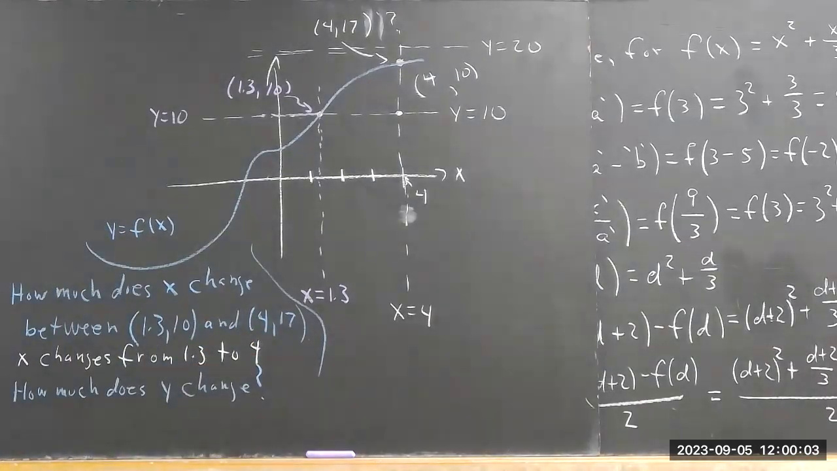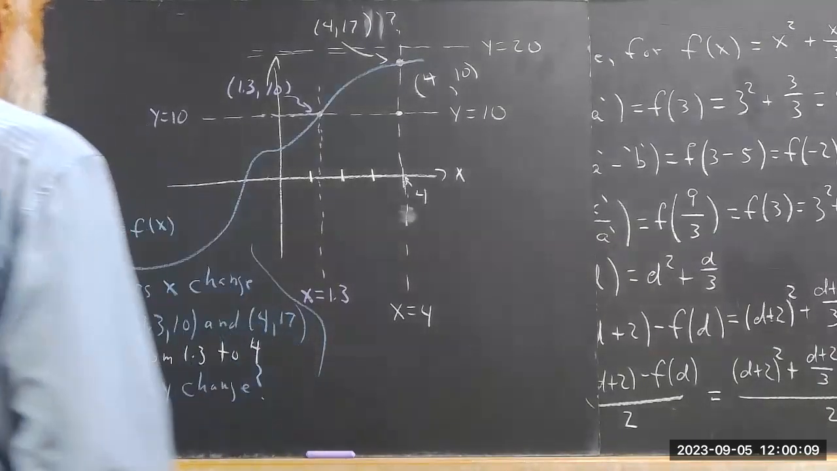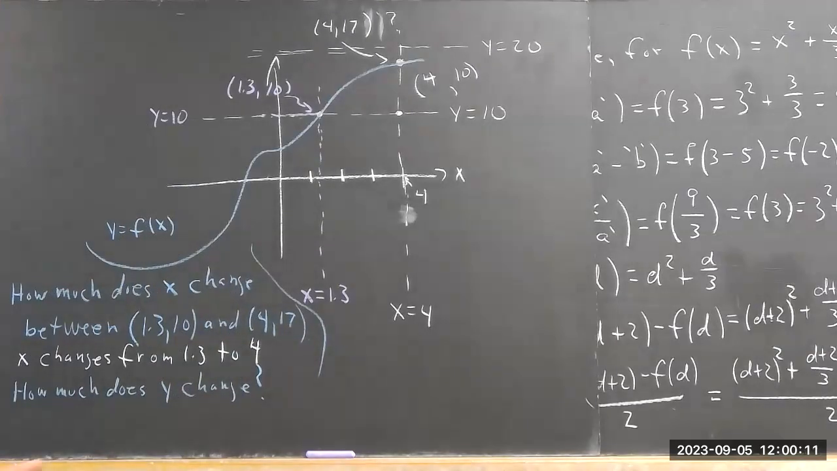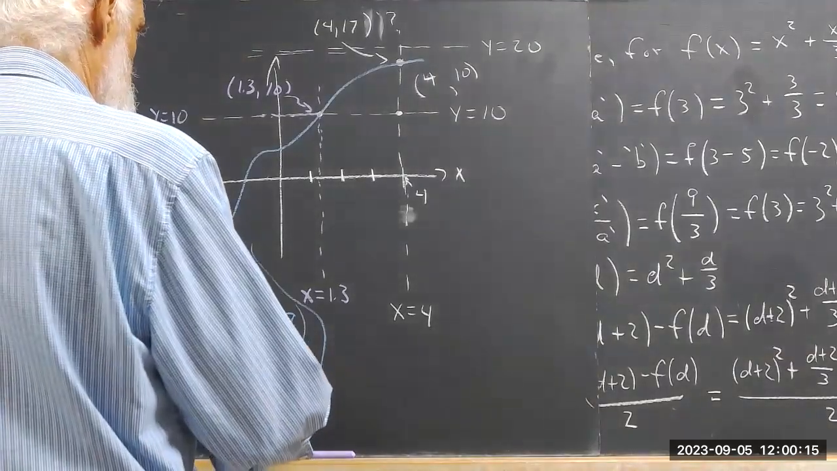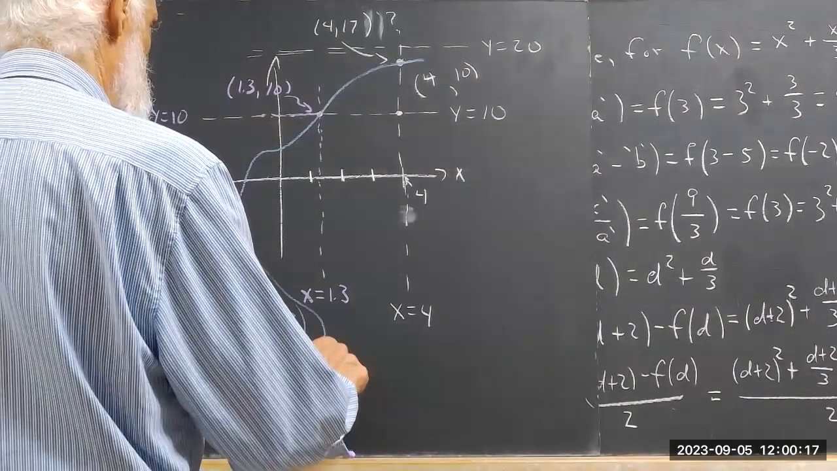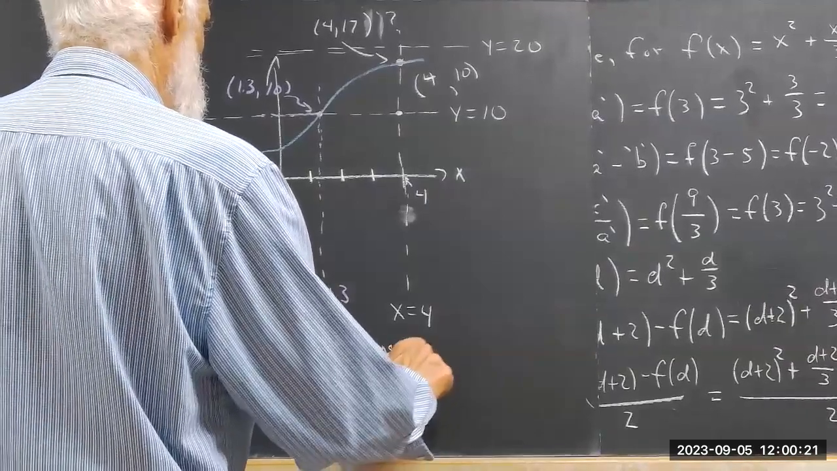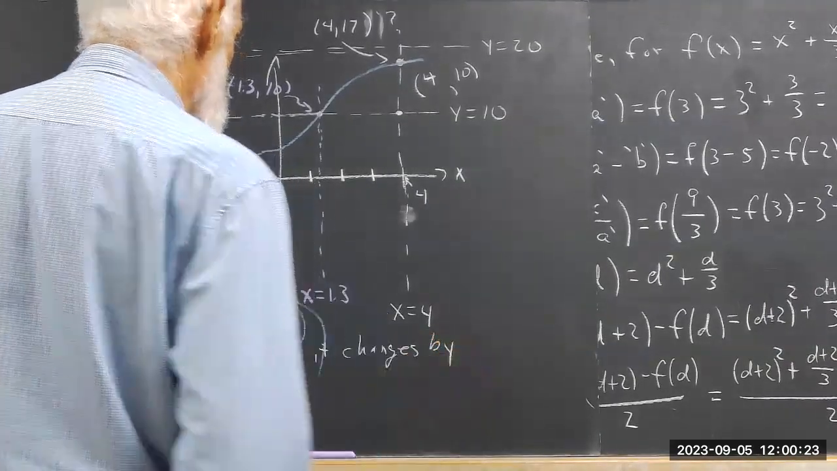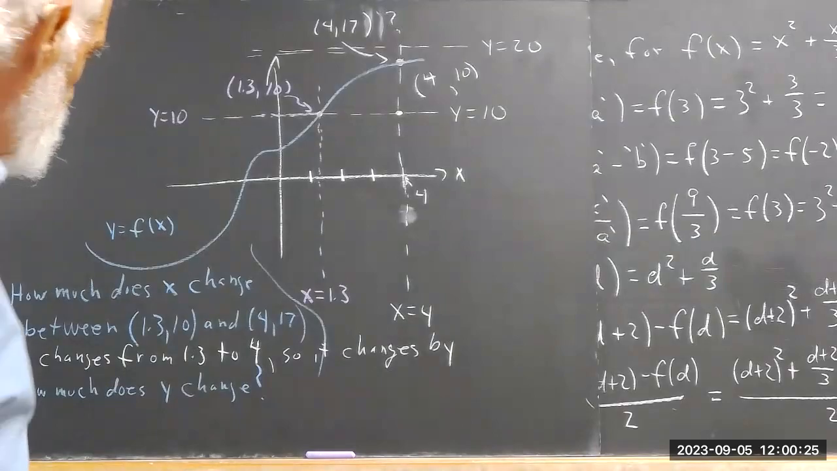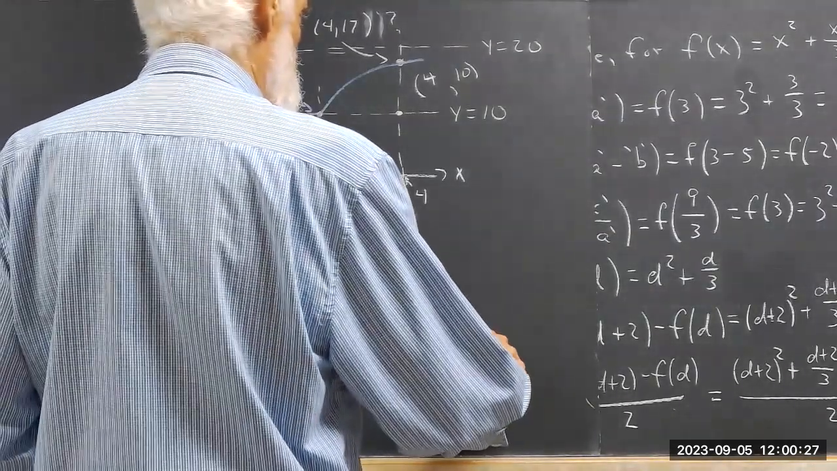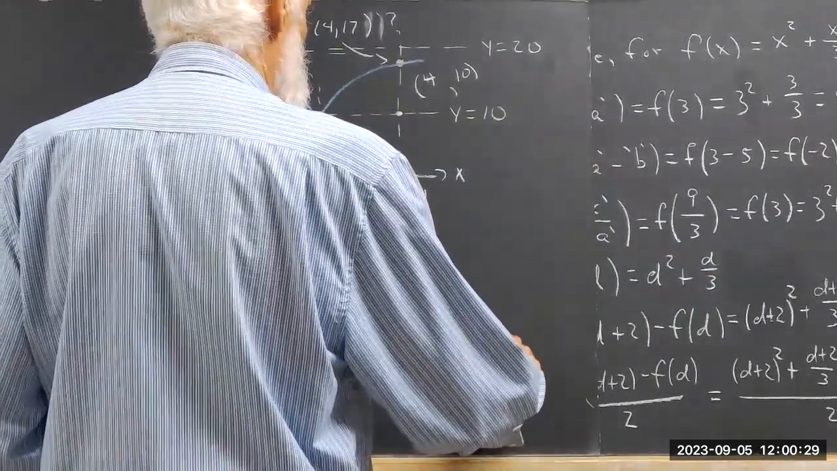X changes from 1.3 to 4, right? And you kind of want to identify that. It's pretty obvious. We're looking at the values of X. And how much does it change by? Well, I'm going to write delta X.